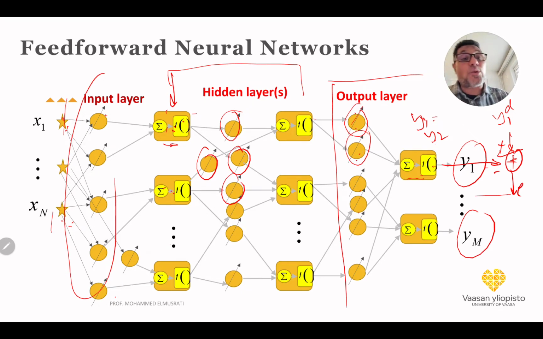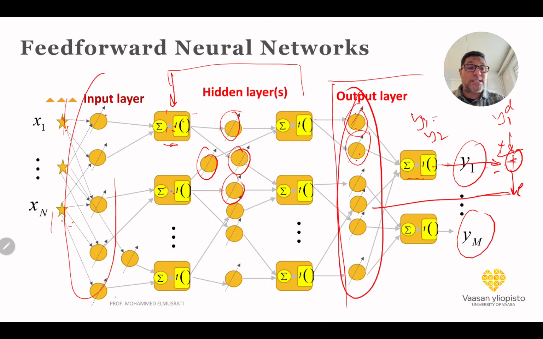However, the tricky question here is that it is easy to find the error in the output, and this error can be used to adapt these weights. But how could we adapt the hidden layer weights? Because we don't know the desired output here. We know the desired output at the output, but we don't know the desired output in the hidden layers. So it is not easy to find.